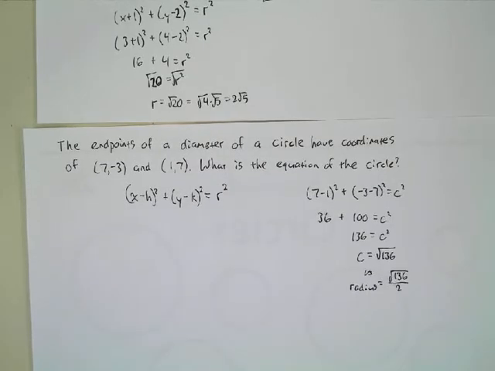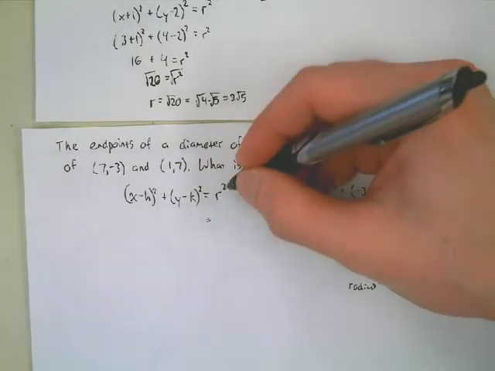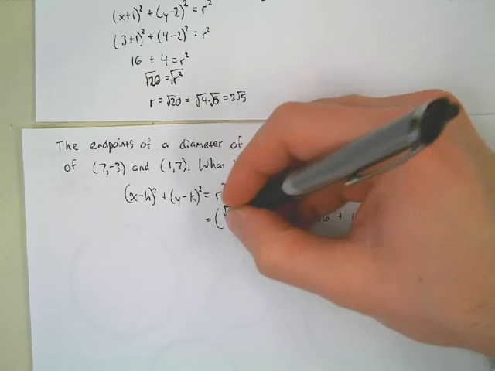That's good. So we can plug that in here. The square root of 136 over 2. That equals the square root of 34.